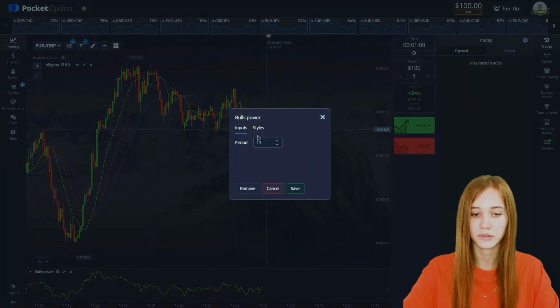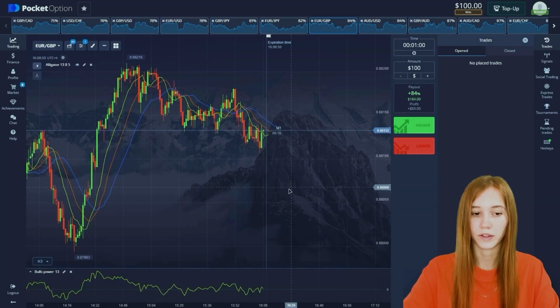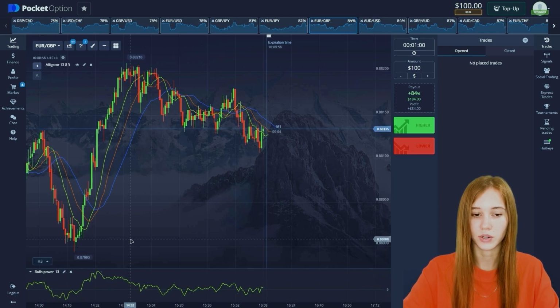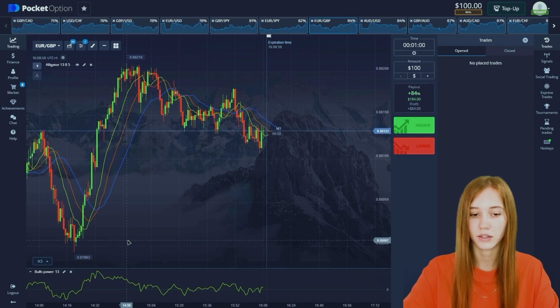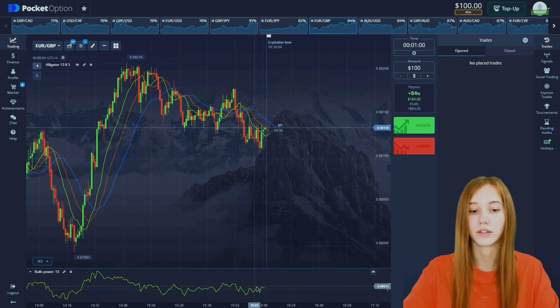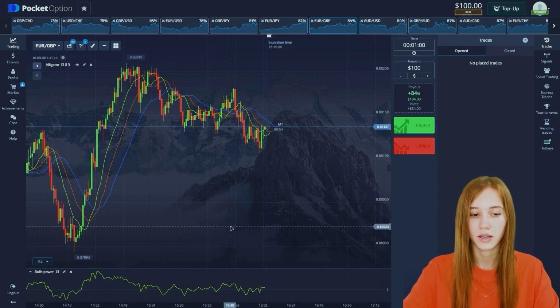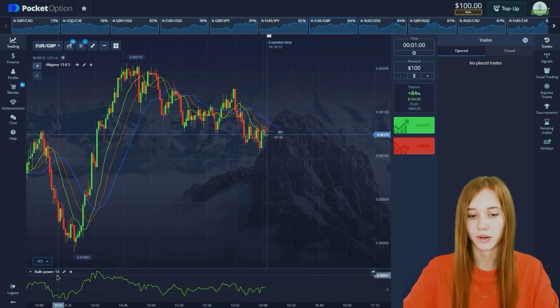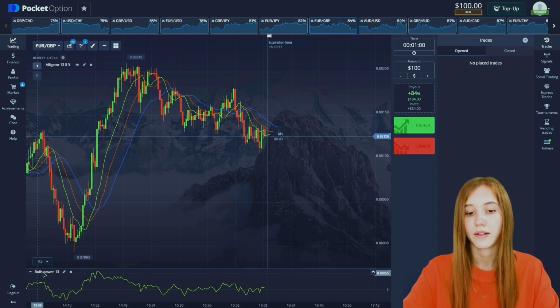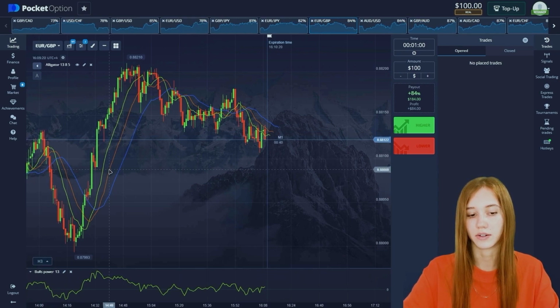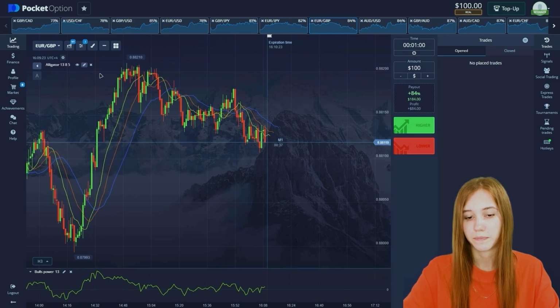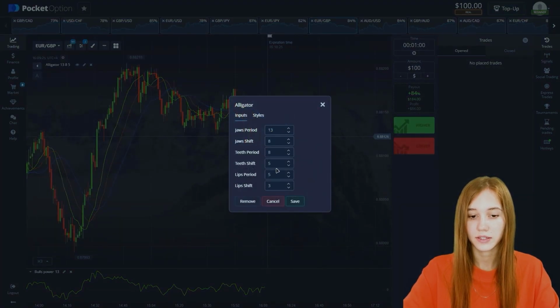The pulse power indicator shows the strength of the pulse in the market. It compares the maximum prices with the moving average. If the histogram is above zero and growing, like at the moment, it has average growth. This means that buyers were able to keep the price high and the bulls are stronger than the bears. There is also a bears power indicator, but today we'll use pulse power. Here are the settings.